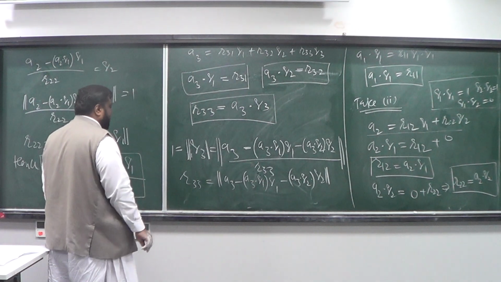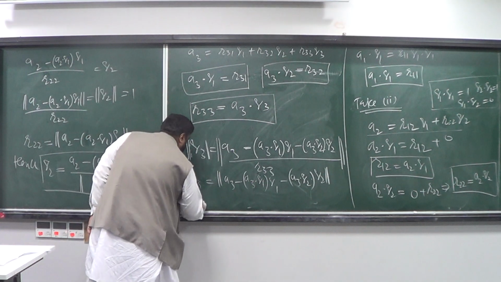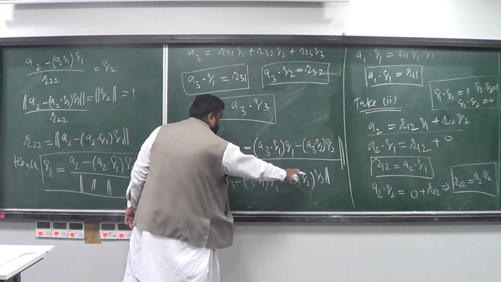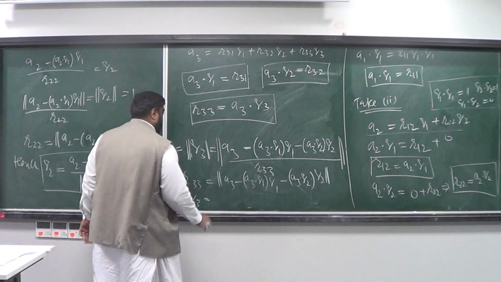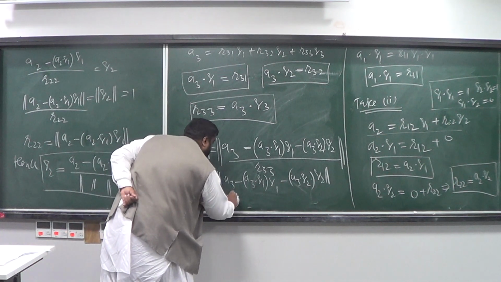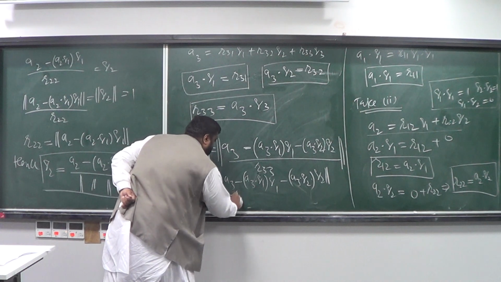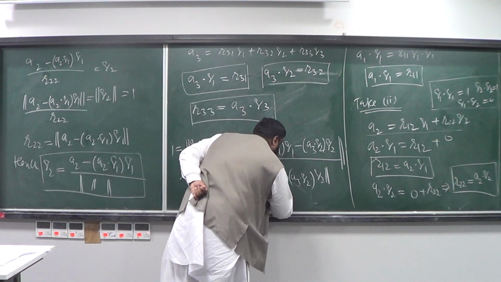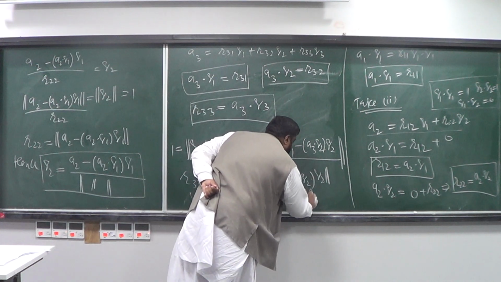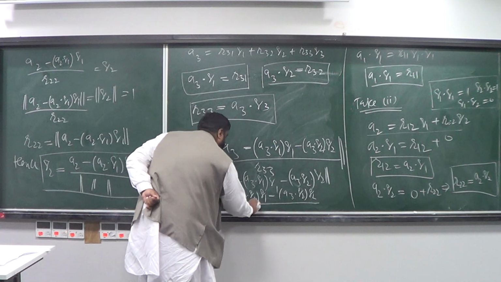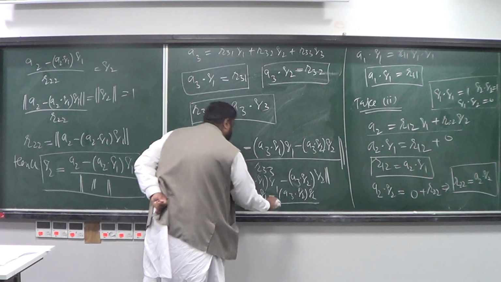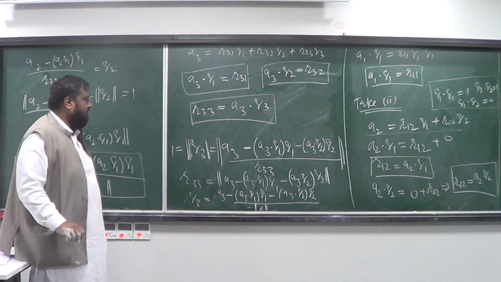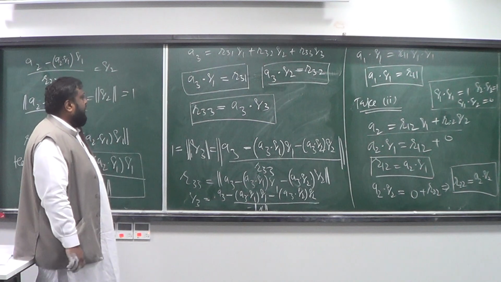Once you have this, your Q3 is going to be what? This vector divided by its magnitude, because it is equal to R33. So it's going to be the vector A3 minus A3 dot Q1 times Q1 minus A3 dot Q2 times Q2, divided by the magnitude of this. The same numerator actually.